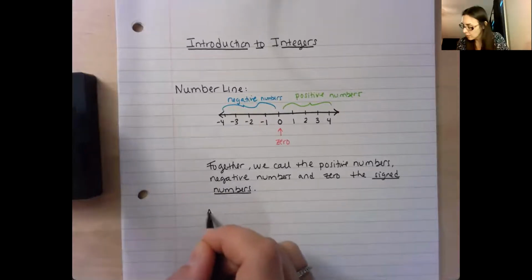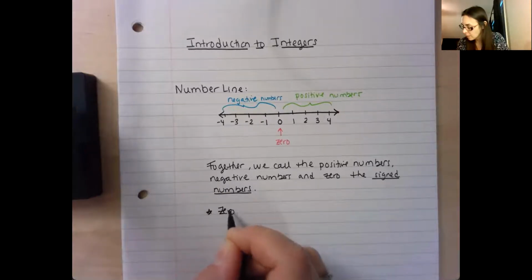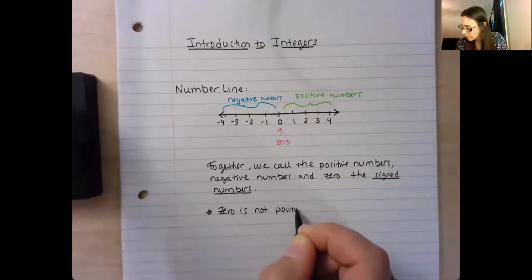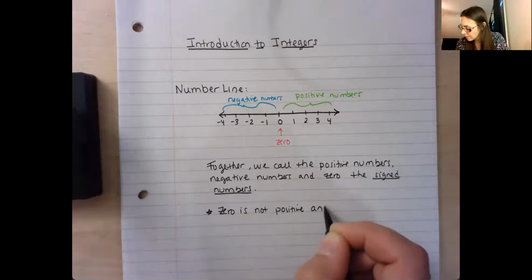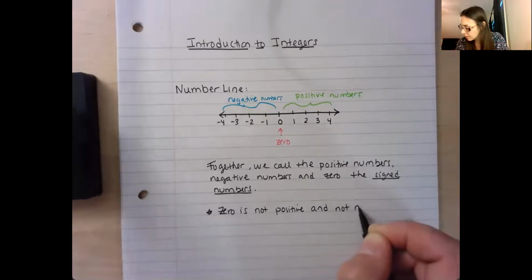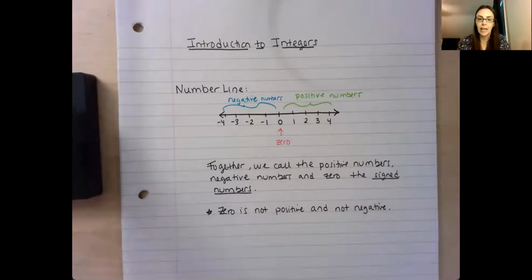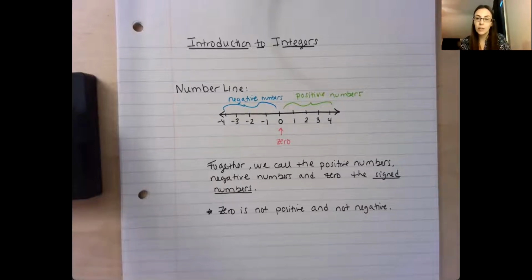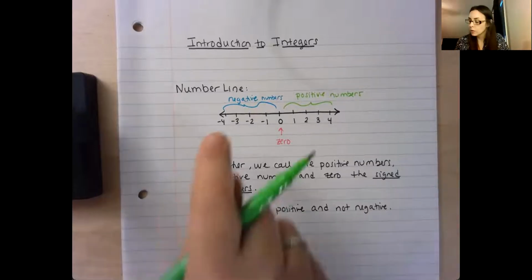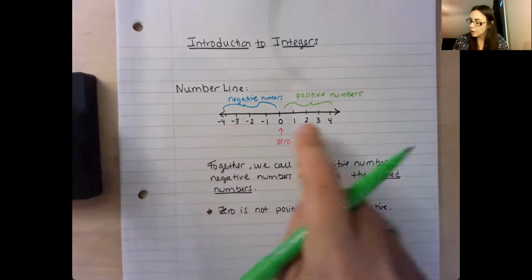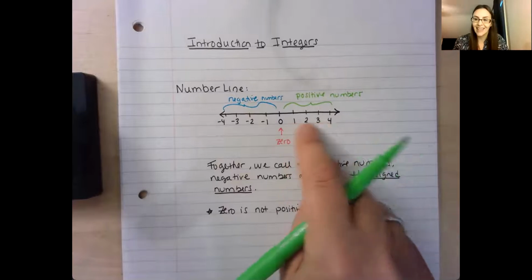So I will make a little note here that 0 is not positive and not negative. So it lies in between the positives and negatives here. Another thing I do want to note here with your positive numbers is we typically do not put a sign in front. So you will notice with your negative numbers, you do have a sign in front. You have that negative sign. For your positive numbers, we don't typically put anything in.